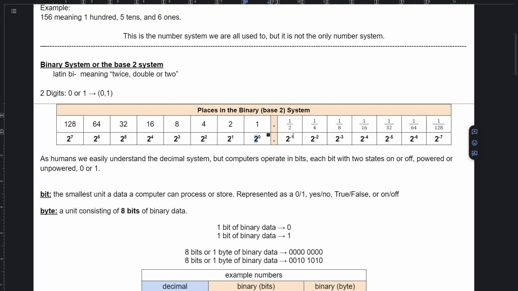And then same thing, our decimals are a little bit different than we're used to because it's 1/2, 1/4, 1/8, 1/16th, as opposed to 1/10, 1/100th, so on and so forth. So we easily understand the decimal system, but computers operate in what we call bits. And a bit is a 0 or 1, an on or off, a powered or unpowered, a true or false, something like that. So if we look at bit down here, we have the definition: the smallest unit of data a computer can process or store, and it's represented as a 0 or 1, a yes or no, a true or false, or an on and off.